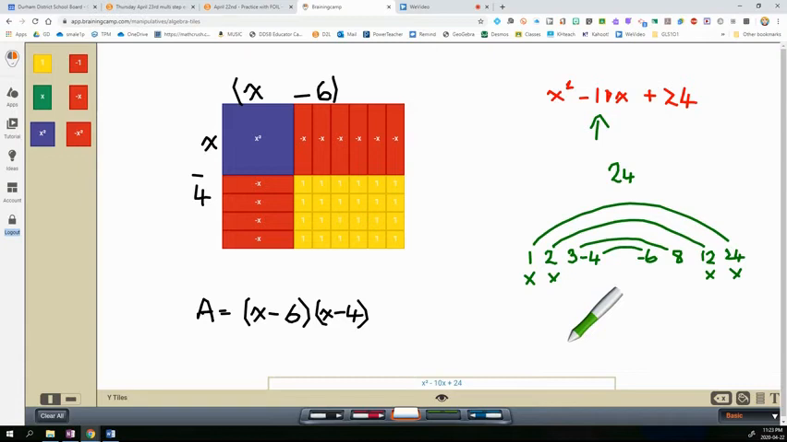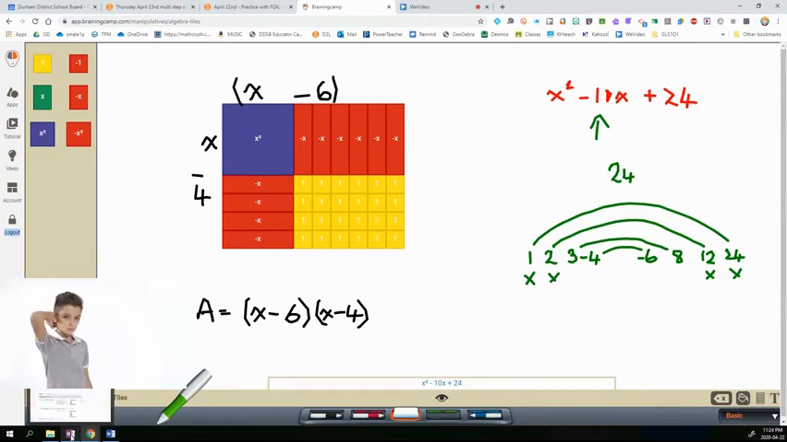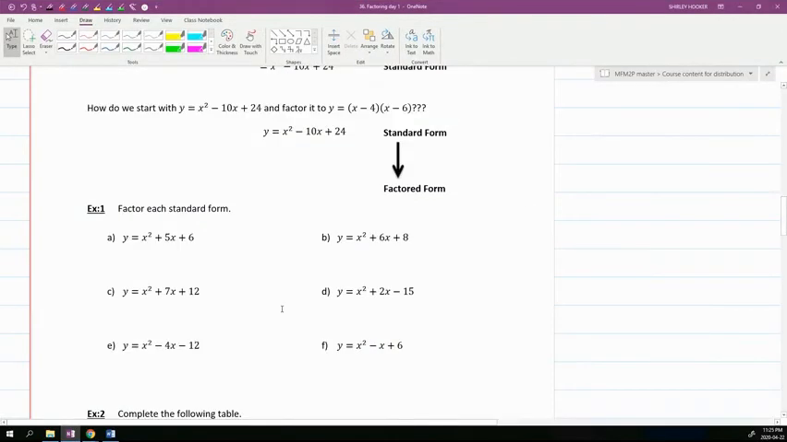But for now, I'd like you to try using algebra tiles because it's honestly really, really cool. We'll do another example. Let's go take a look. Okay, so coming back to this page, how do we start with this and factor it for this?